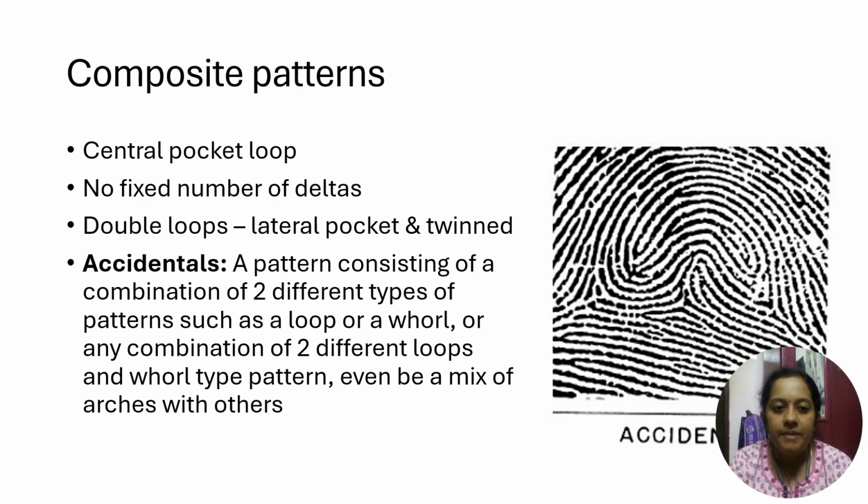Next comes the composite pattern, which includes the central pocket loop, where we cannot state how many deltas will exist. Double loops will have either lateral pocket or twinned loops, which means two loops will be present in one single fingerprint and one lateral pocket will also be present. Accidentals. This is a pattern comprising two different types of patterns, such as loop or whorl, or any combination of two different loops in a single fingerprint. So this is called accidental, which is shown on the right side.